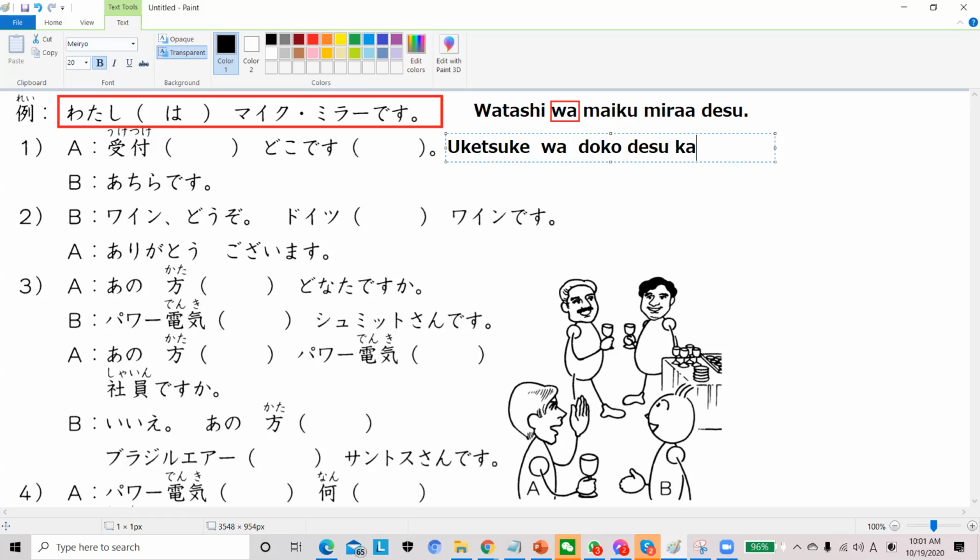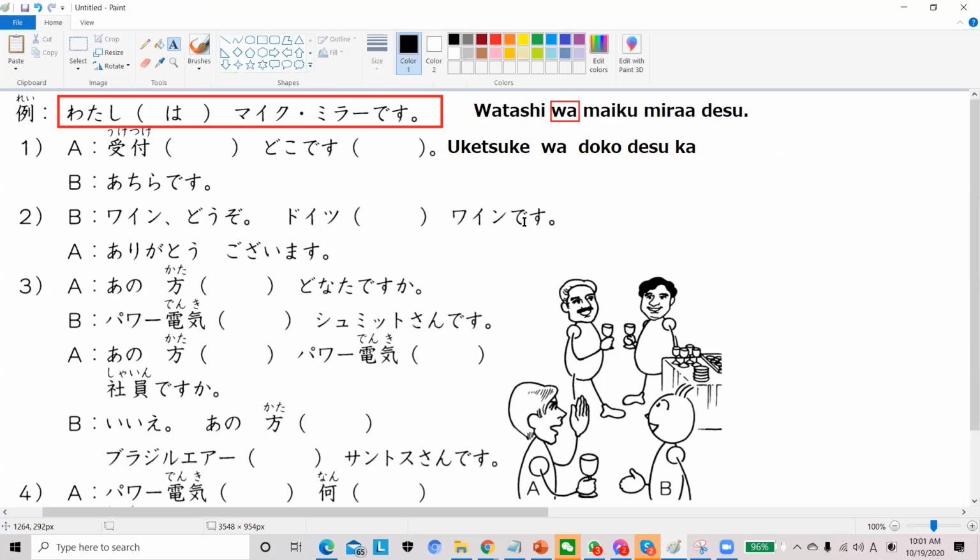Yes, very good. Because we are using the particle wa again. This is for our topic. And we have ka. We use this one for creating a question. So that's the reason it becomes the particle ka, followed by the answer.